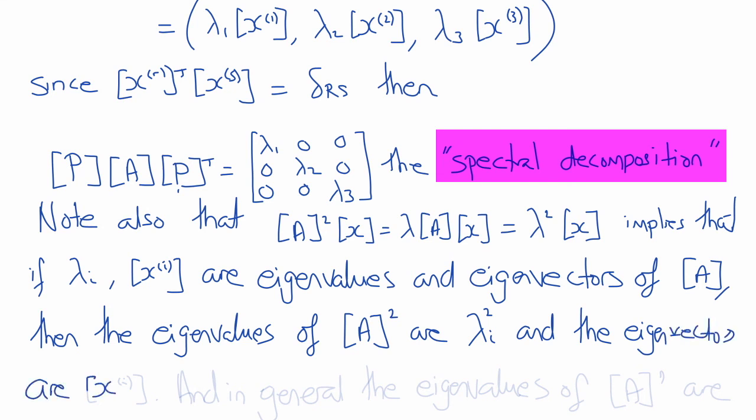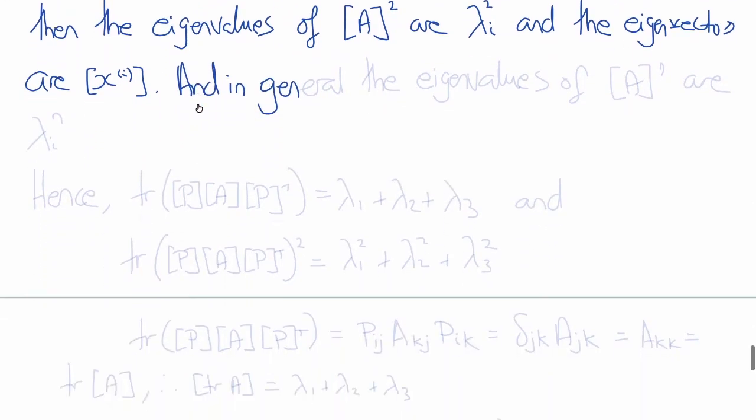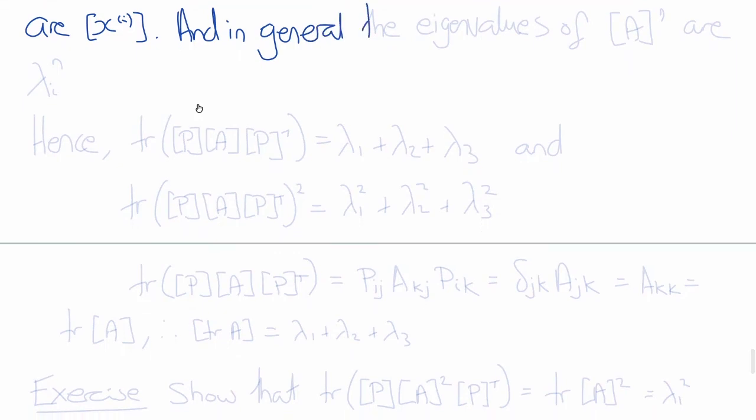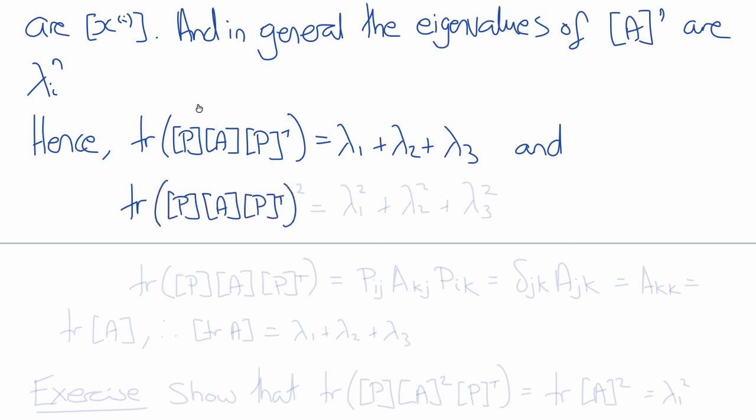And in fact, we can show this for A to the n. If the eigenvalues of A are lambda i, then the eigenvalues of A to the n are lambda i to the n. And if the eigenvectors are x, then the eigenvectors of A to the n are also x. This allows us to write that the trace of P times A times P transpose, which we've already seen is the matrix lambda 1, lambda 2, lambda 3 on the diagonals, must be lambda 1 plus lambda 2 plus lambda 3. And by extension, the trace of P times A times P transpose squared must be lambda 1 squared plus lambda 2 squared plus lambda 3 squared.